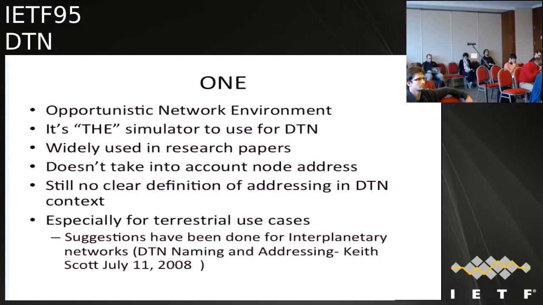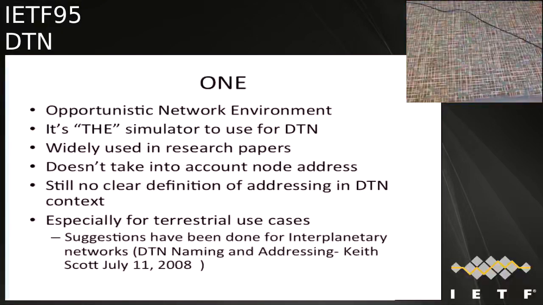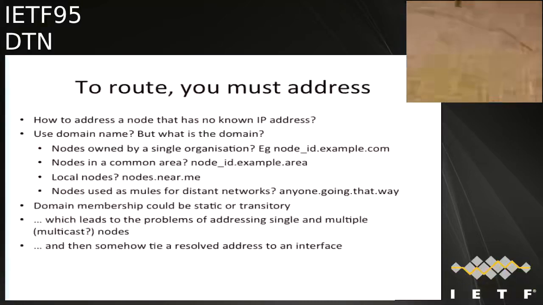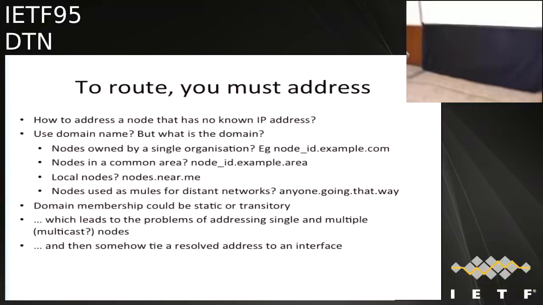So one of the simulators that has been extensively used in the research area is the Opportunistic Network Environment. So this is the simulator to use for DTN because it implements all the things used for DTN simulations, such as routing protocols, scenarios, the bundle layer, etc. However, it doesn't take into account node addresses. So we don't have in the setup a way to manage the addresses. So nothing is defined in the environment.